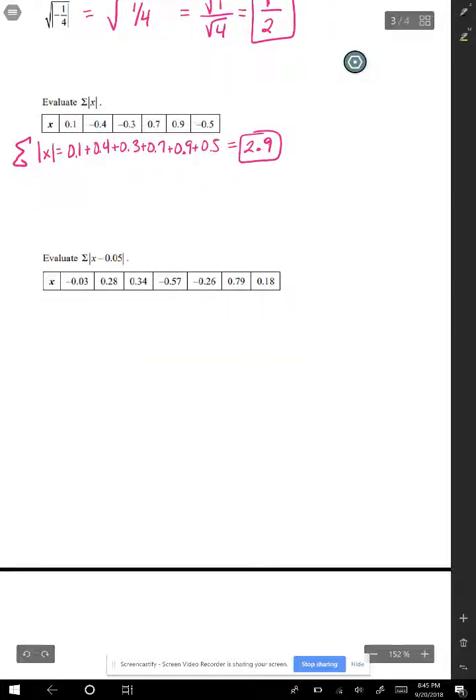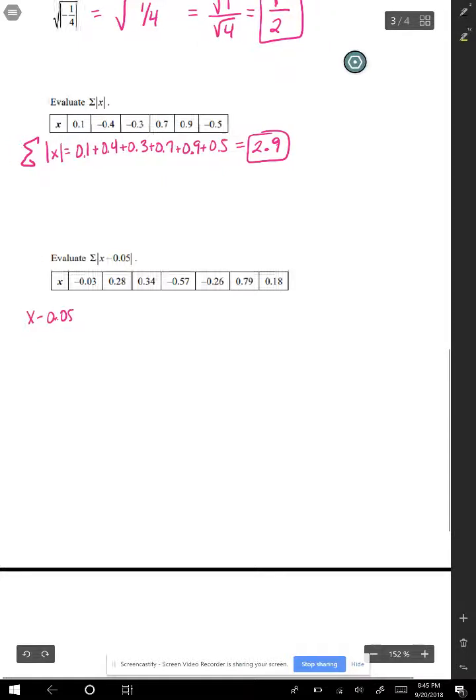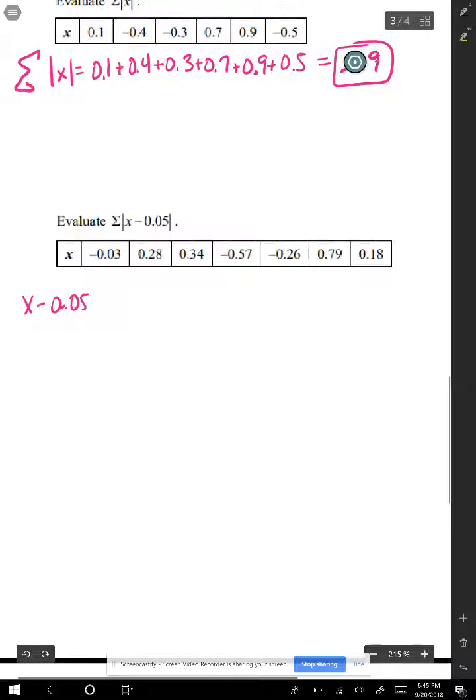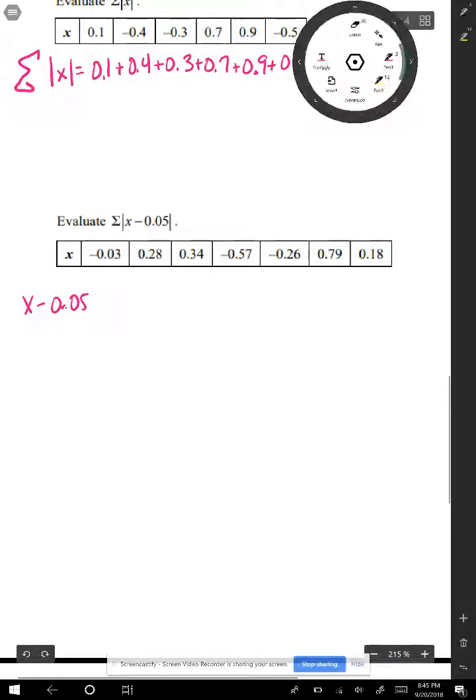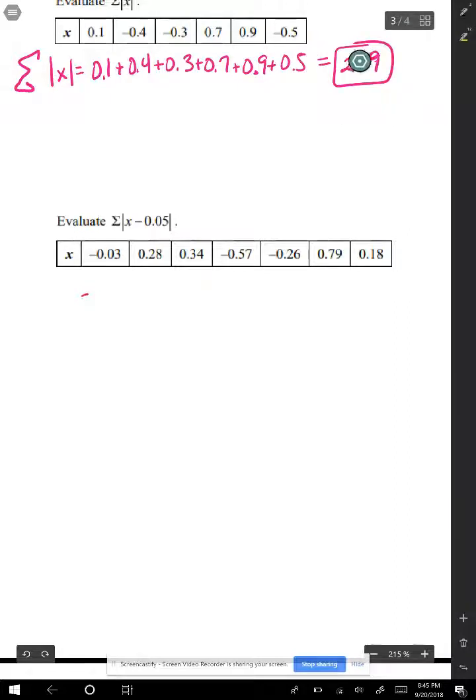And then on this last one, it's the absolute value of x minus 0.05. So that tells me the first thing I have to do is x minus 0.05. So I need to do that. So I'm going to create my table here. So I'm going to extend it, add another row to it, and right here I'm going to do x minus 0.05.